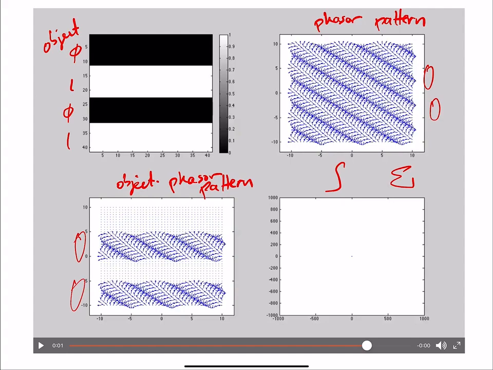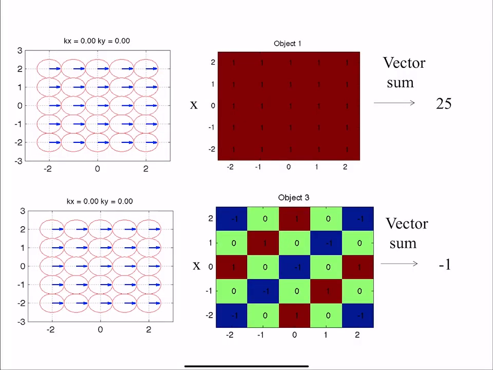All right. So we're going to set you up for a problem where we're going to give you different objects and you're looking at the vector sum. So for example, here, this is my object. This is object 1. It's just a 5 by 5 object, and we're at the center of K-space.